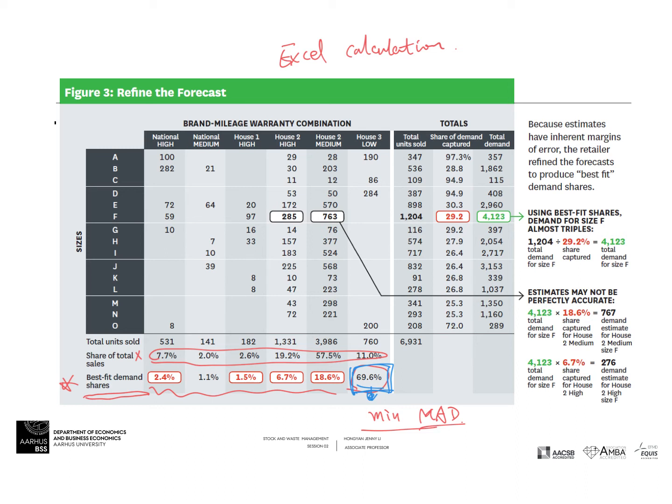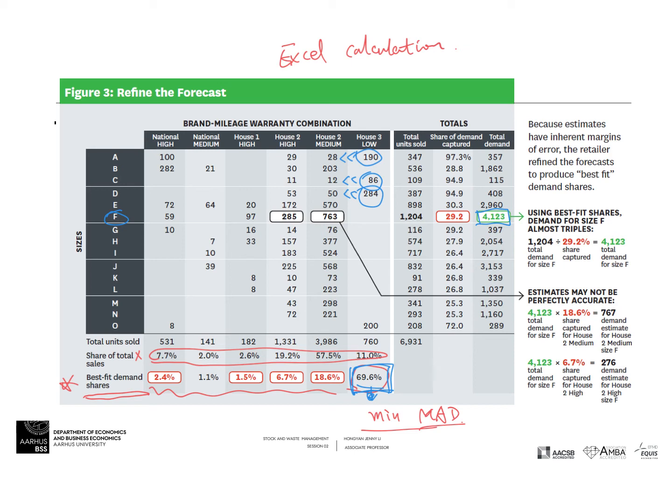By refining the forecast, you can see, if we look at the size F SKUs, now the total expected demand is up to 4,123. So this is a very interesting observation. We can also see for those carried SKUs in house 3 low, they are also significantly more than have been sold for house 2 medium. So that means if you carry house 3 low items, you probably have the potential to sell more.